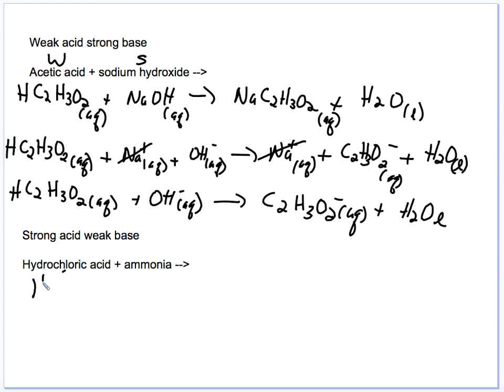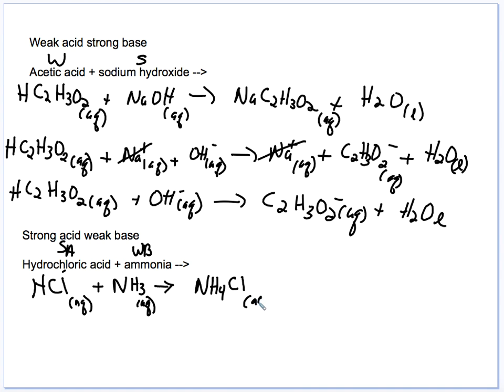So what we have is hydrochloric acid. That's a strong acid. And ammonia is a weak base. So we'll have hydrochloric acid plus ammonia. Ammonia is NH3. This can be aqueous, this can be aqueous, but what happens is the ammonia will combine with the chloride, and it's going to make ammonium chloride, NH4Cl. All right, and ammonium chloride is also aqueous.